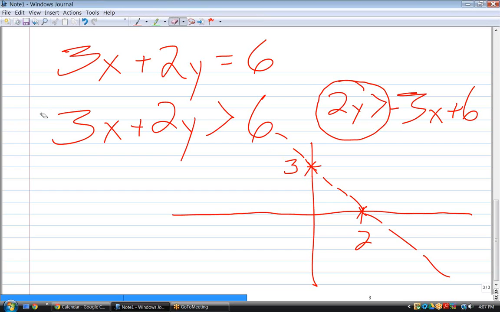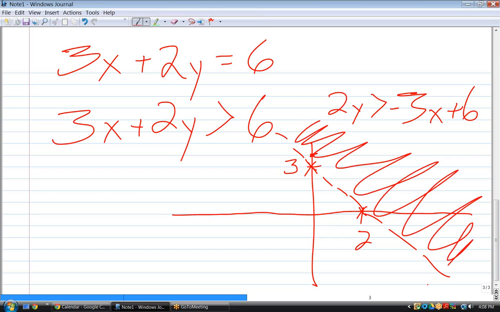Okay? So, I can go through and divide by 2, but do I really need to? Which side of that dotted line do I need to shade? Above. In other words, because it's y is greater than, I'm looking only at the y-axis, and I want a point that is higher than my line. So any point greater than that, well, there's a point greater than that. That means I'm on this side of that inequality.